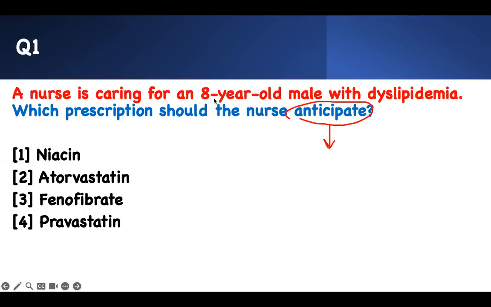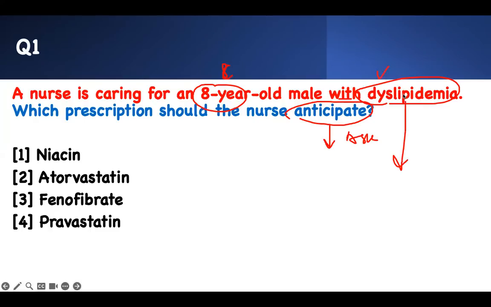A nurse is caring for an 8-year-old male with what? Dyslipidemia. I've underlined the buzzwords. I've shown you the key facts. I read it from the back. And what the question is, anticipate, asks the case: 8 years old with what? Dyslipidemia. Buzzwords, 8 years old, dyslipidemia. Putting it together, 8 years old, dyslipidemia. What do I anticipate? Then you break this down.